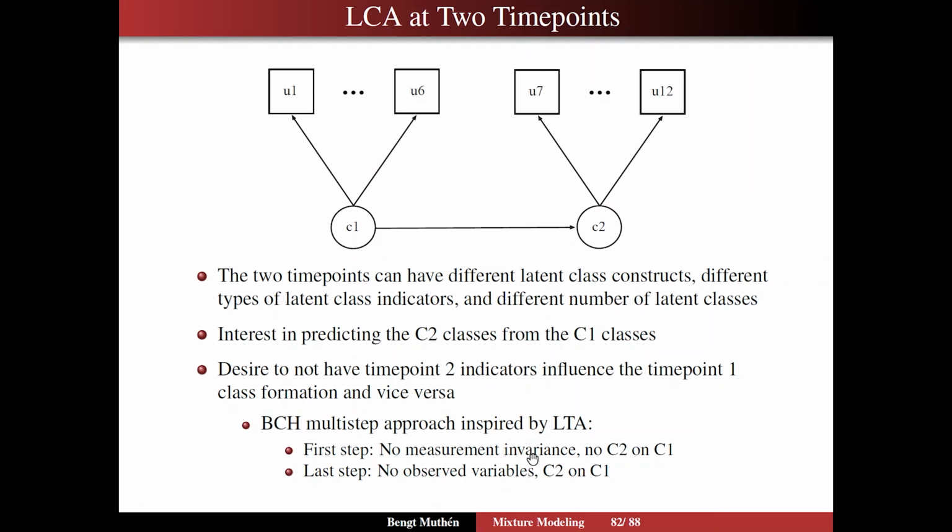But like LTA, the first step is going to have no C2 on C1. In the last step then, what is the last step? Well, we're going to see that the last step has no observed variables. It's interesting. And includes C2 on C1, nevertheless. So why no observed variables? Why not U7 through U12? Well, let's see.